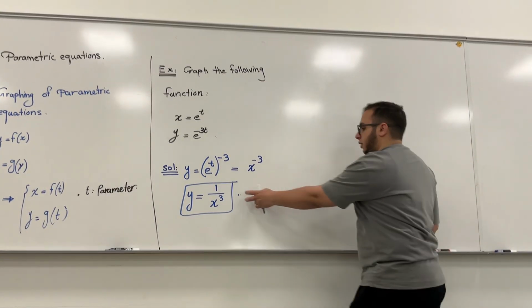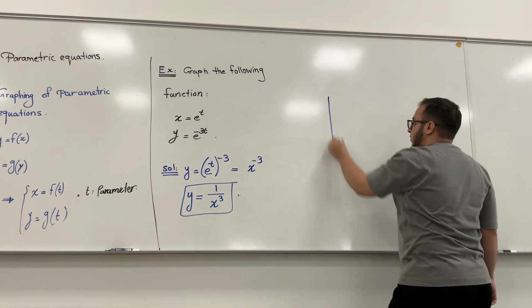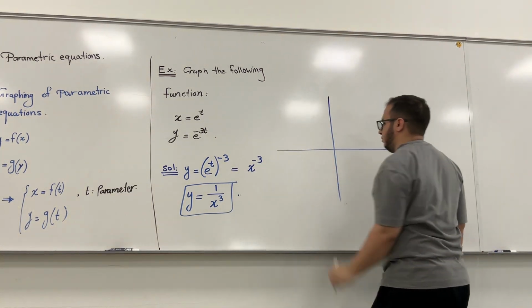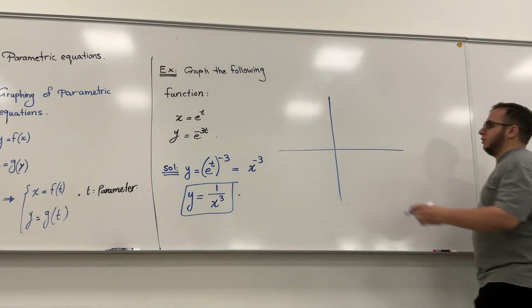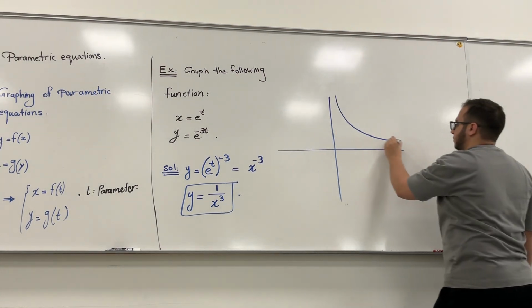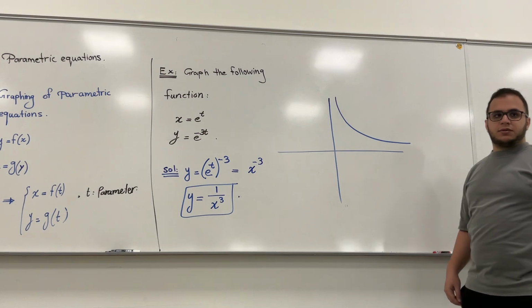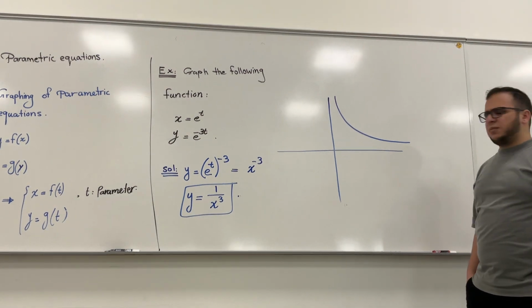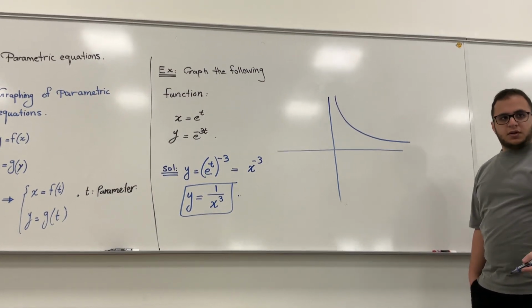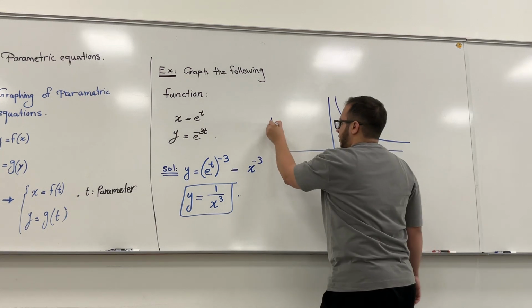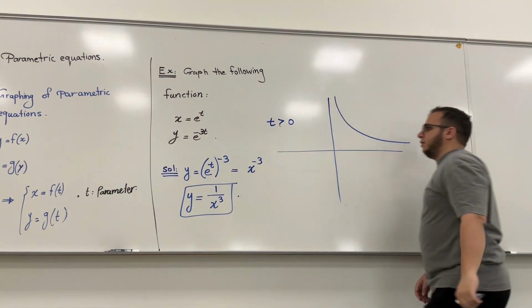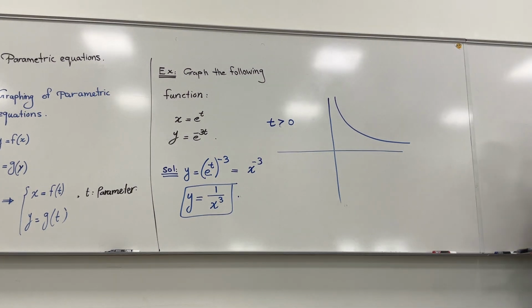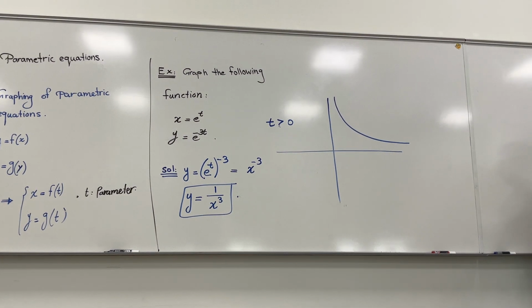So, and then how do you graph this? Anyone knows? How do you graph it? It's going to be like this. Something like this. Okay? Now, similar to 1 over x. Let me restrict t to be larger than 0. Okay? Now, this is not enough.